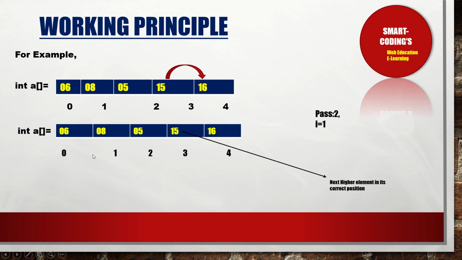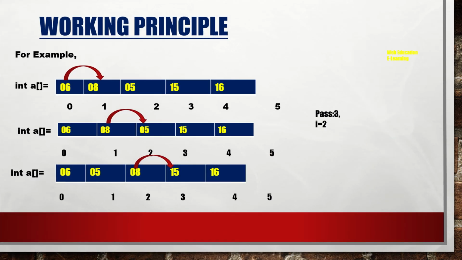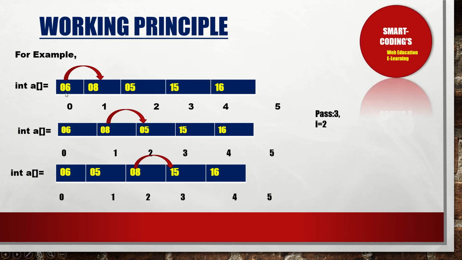Let's take this one now: 6, 8, 5, 15 and 16. As you can see, students, 6 and 8 comparison is required, but no swapping, so as it is we will write. Now here we will check again with the next 2. 8 and 5 comparison is required, so 5 here, 8 here.